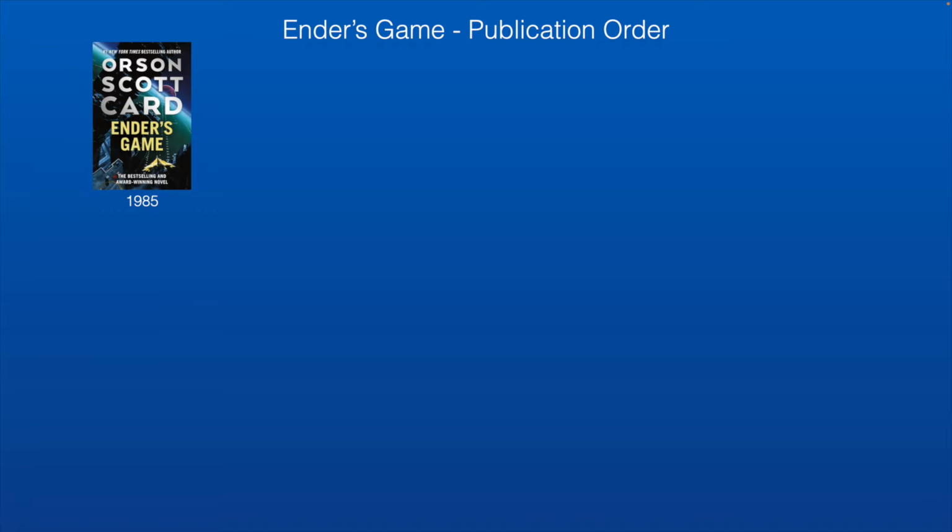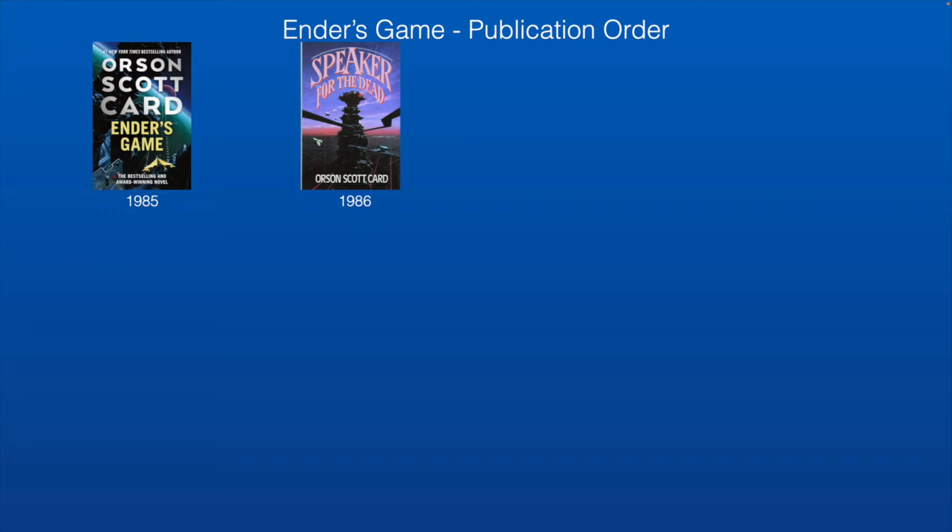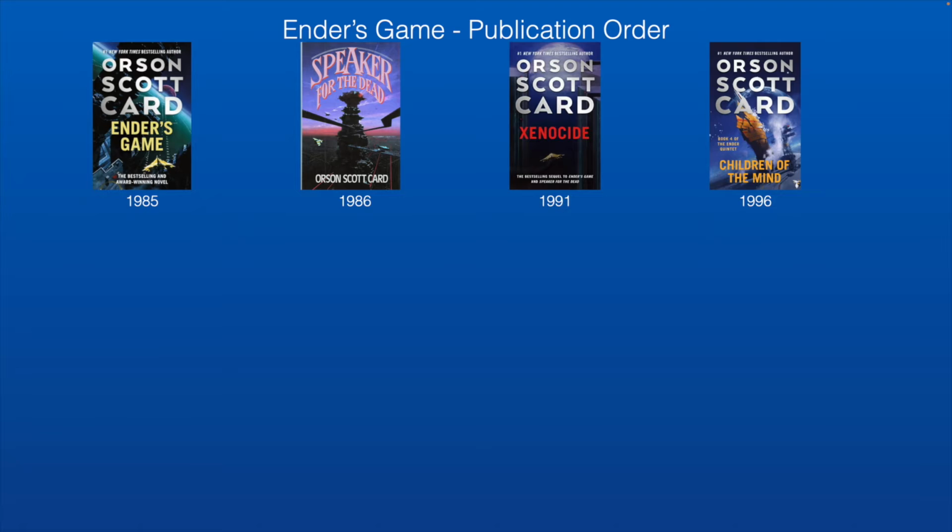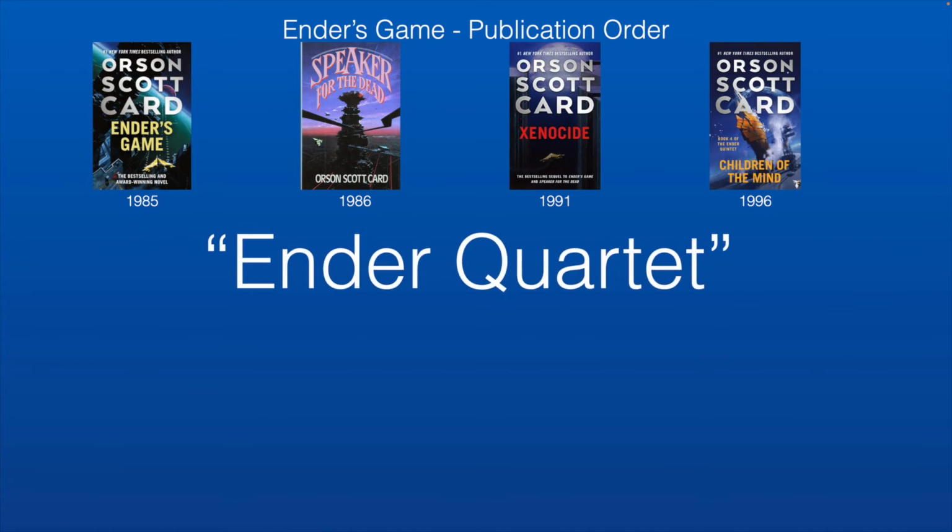After Ender's Game, you'll read Speaker for the Dead, released in 1986, then Xenocide, released in 1991, and Children of the Mind, released in 1996. These 4 books became known as the Ender Quartet. Speaker for the Dead, Xenocide, and Children of the Mind in particular read as its own sequel trilogy to Ender's Game.